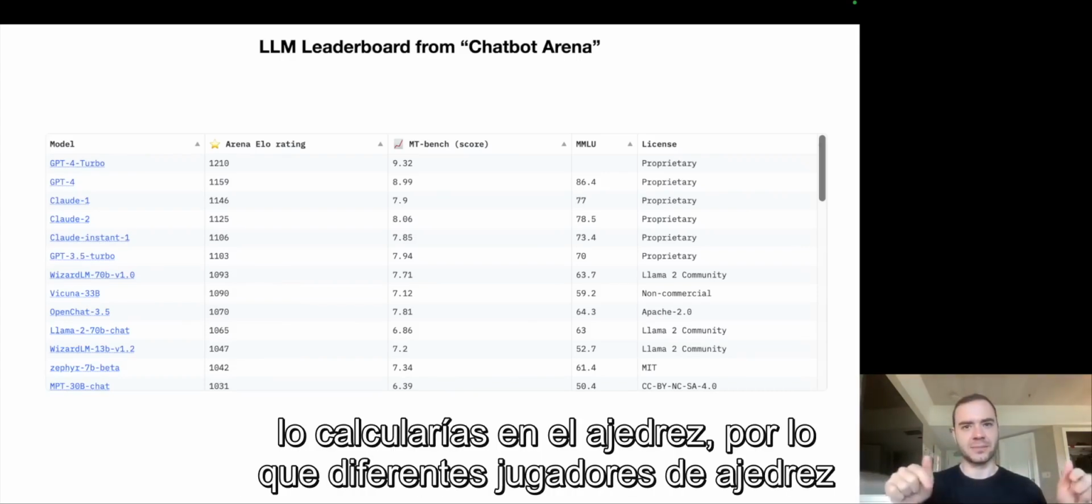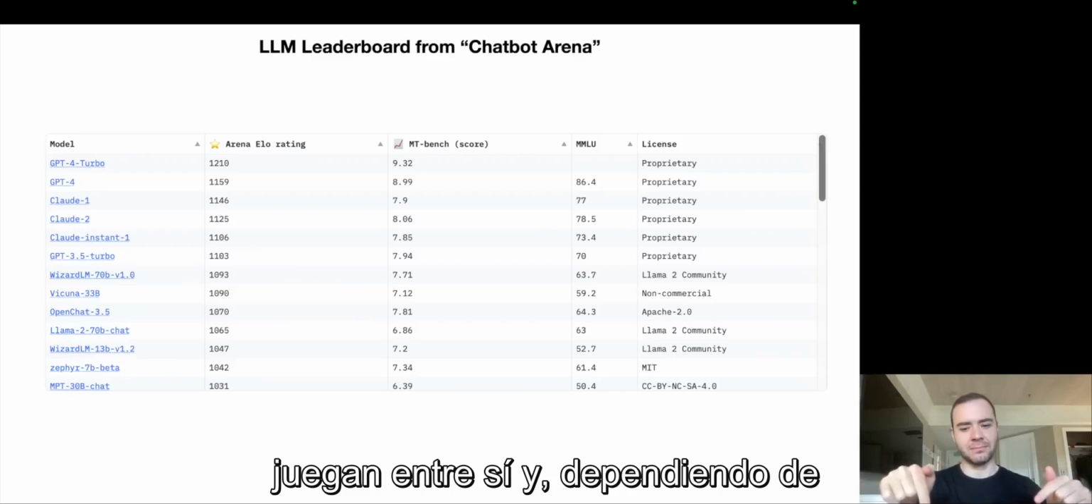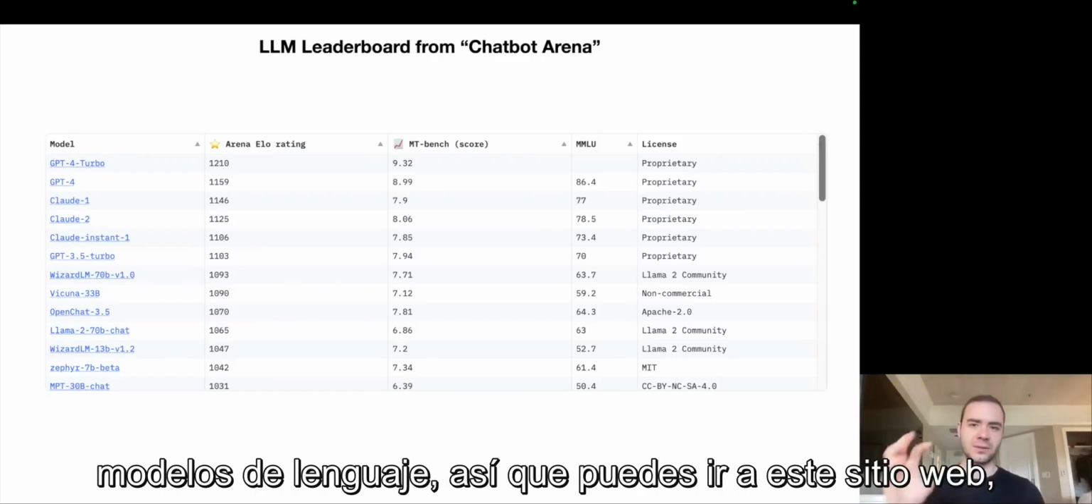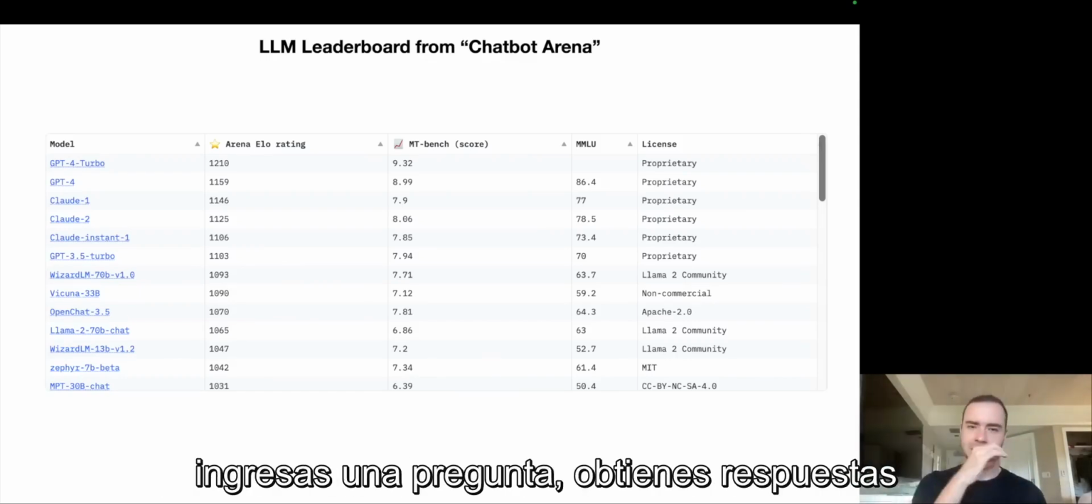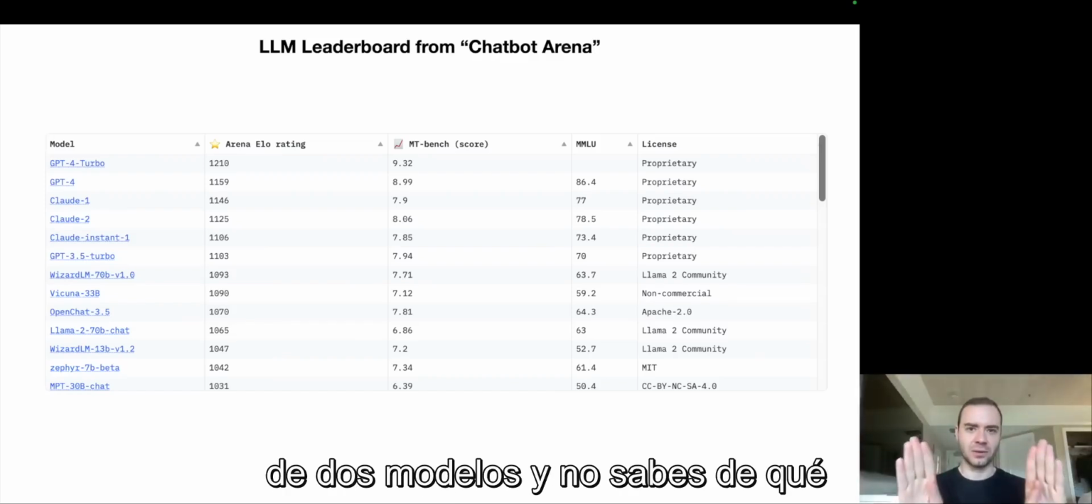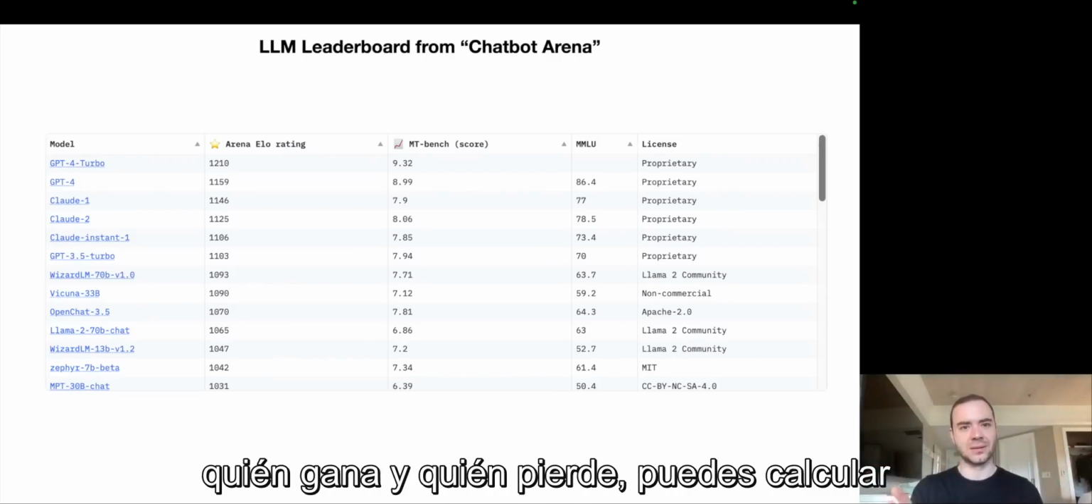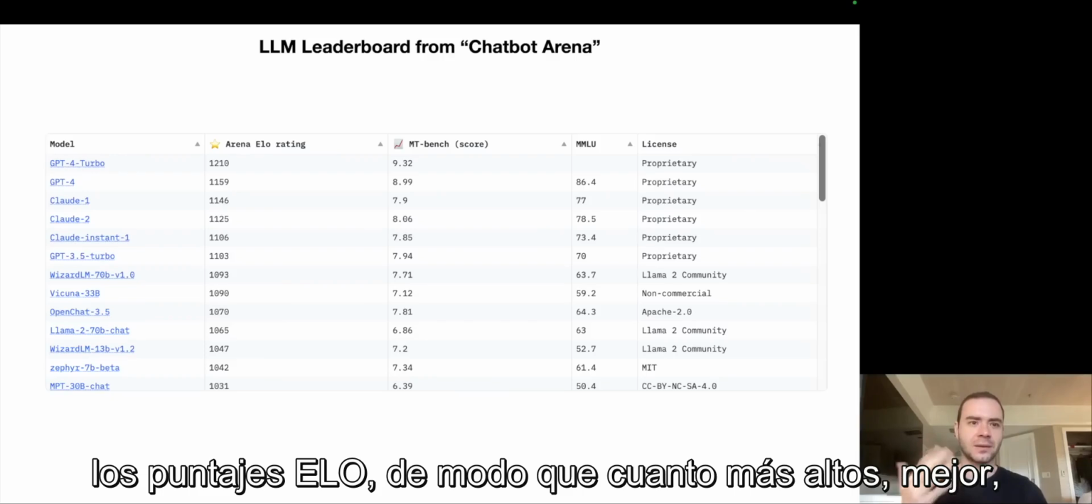So different chess players play each other, and depending on the win rates against each other, you can calculate their ELO scores. You can do the exact same thing with language models. So you can go to this website, you enter some question, you get responses from two models, and you don't know what models they were generated from, and you pick the winner. And then depending on who wins and who loses, you can calculate the ELO scores. So the higher, the better.